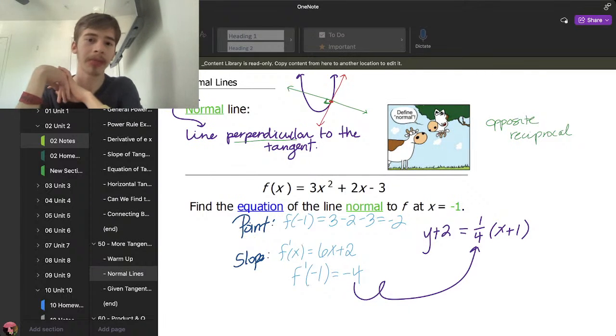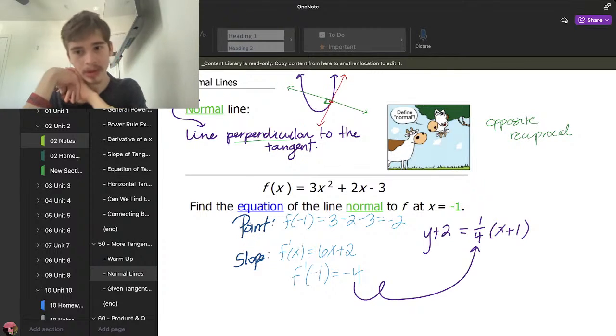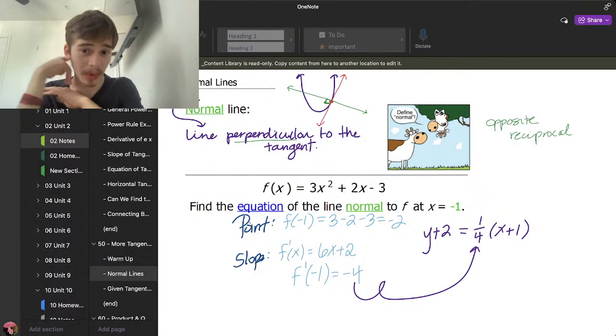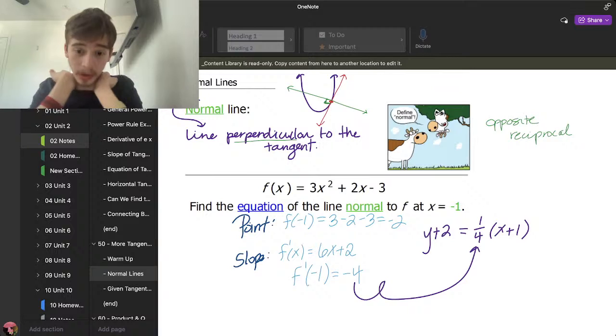Normal lines are lines perpendicular to the tangent, which is, well, the negative reciprocal of the slope at the tangent, but at the same point. So for point slope, you just change the slope.